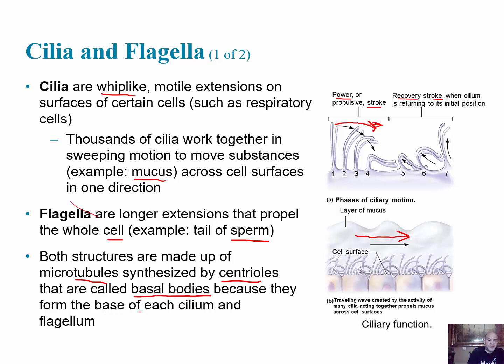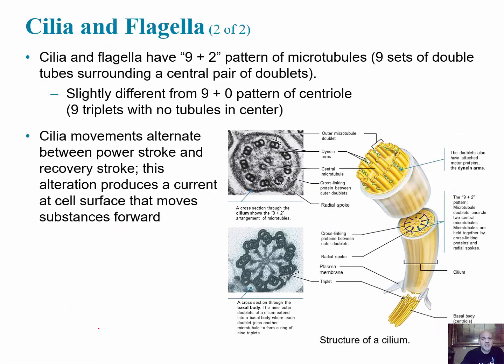but they're going to extend from the base of each cilium and flagellum, or they form the base of these cilia and flagella. So if we look at the internal structure of cilia and flagella, they're going to have what's called a 9+2 microtubule pattern. And that's going to be 9 sets of double tubes surrounded by 1 pair of double tubes. As you can see in the electron micrograph of a complete cross-section through there, you can see the 2 tubes in the middle, that's the +2. And then if you count all the way around, there's going to be 9 doublets. So there's your 9+2 of the internal structure of the cilia or flagella.